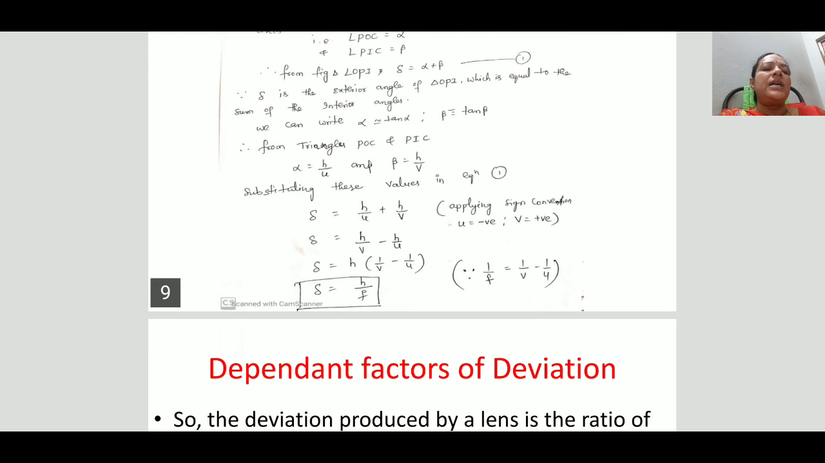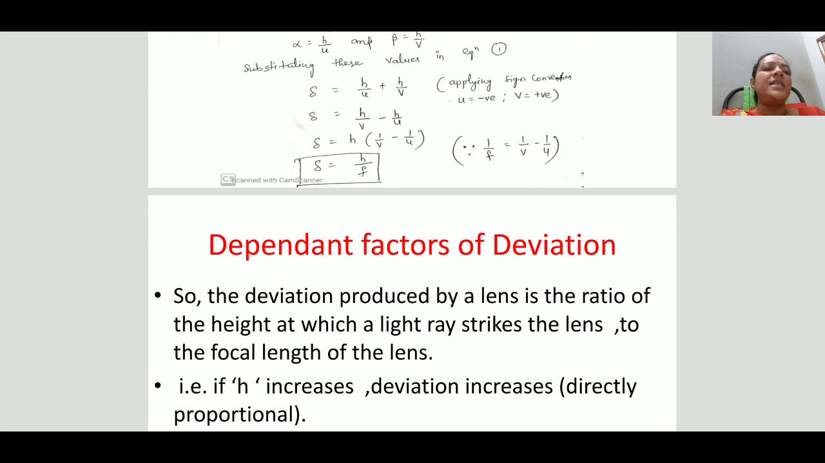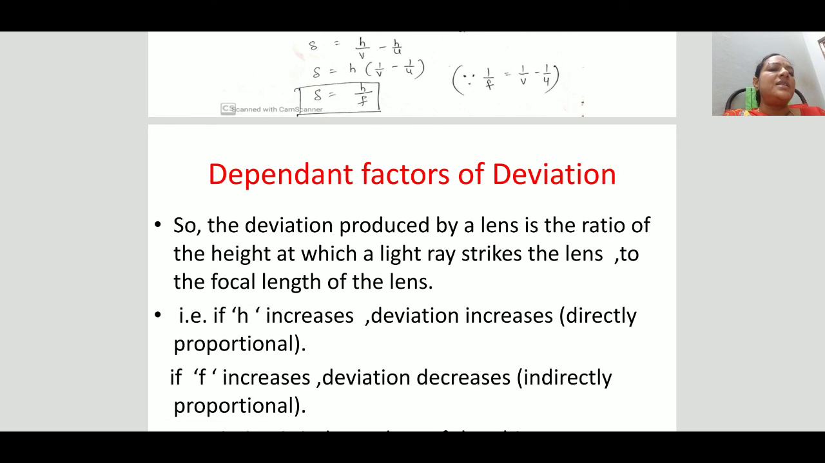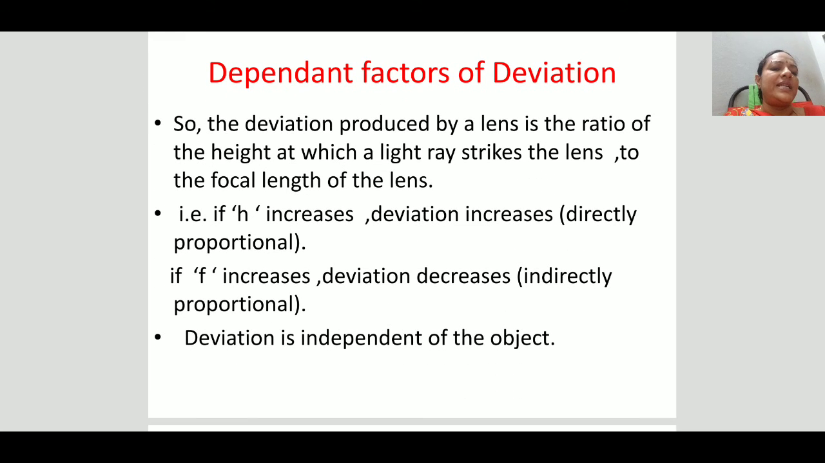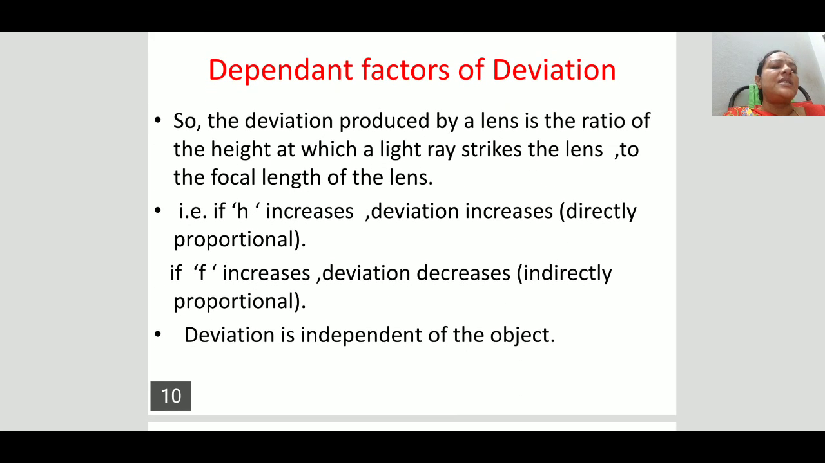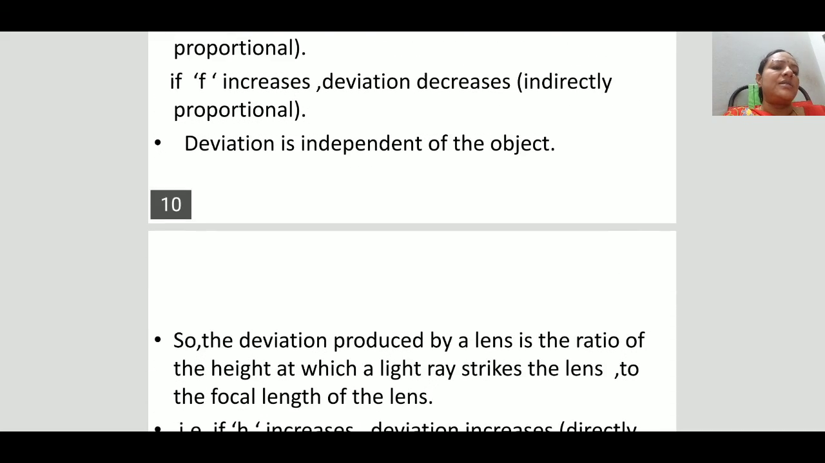So the deviation depends upon the height and the focal length. The deviation produced by a lens is the ratio of the height at which a light ray strikes the lens system to the focal length of the lens, h by f. This means the deviation is directly proportional to the height at which the light ray strikes and inversely proportional to the focal length of the lens. Deviation is independent of the position of the object.